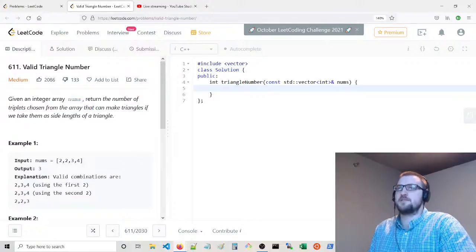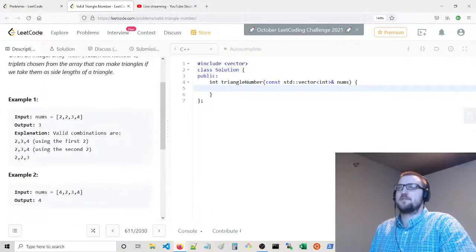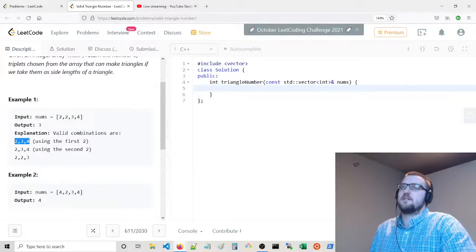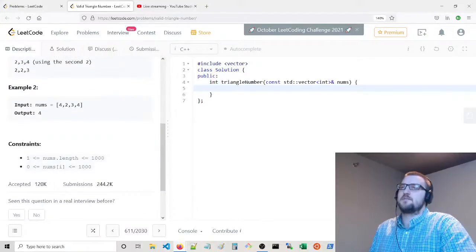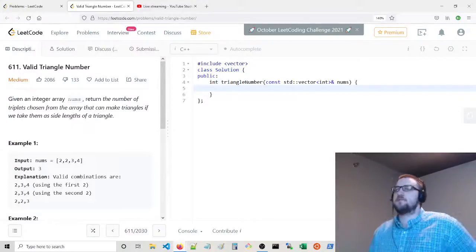Integer array nums, got a lot of upvotes. Return the number of triplets chosen from the array that can make triangles if we take them as side lengths of a triangle. So 2, 2, 3, 4. Valid combinations are 2, 3, 4 using the first 2, 2, 3, 4 using the second 2, and 2, 2, 3. Oh, that's interesting. The numbers are between 0 and 1,000. Oh, that's an interesting question. I don't know the solution to that.